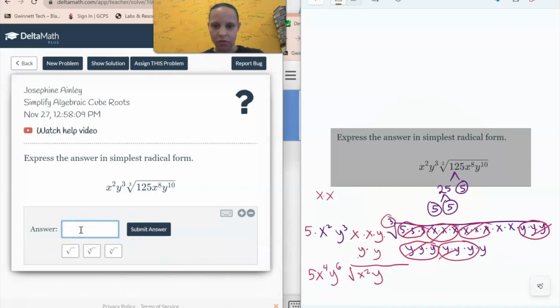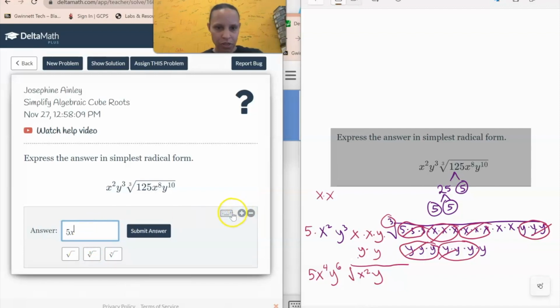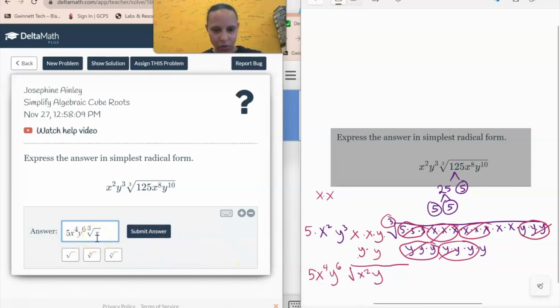So that's going to be 5x to the 4th power. Shift 6, or you can press the keyboard right here. To the 4th power, come out of that. y to the 6th power, shift 6, or you can press the keyboard. Then we have the cube root, so we're going to put the cube root in. And what do I have left inside? I have x squared, so x shift 6, or you can press the keyboard, and 1y.